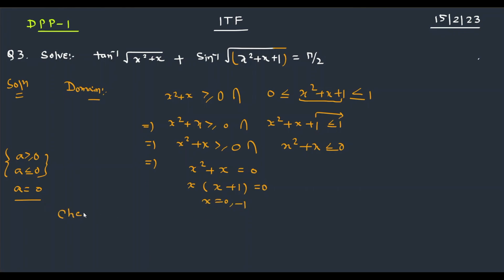Check the solution. When we solve a trigonometric equation or inverse equation, whatever solution we get, we verify the solution. Put x equal to 0, so it will be tan inverse of 0, and here sin inverse of 1. So the answer is pi by 2, which is satisfied. Now again put minus 1, so this part is 0. Here again you are getting plus 1, that is pi by 2. Both the solutions satisfy the given condition. Is it okay?